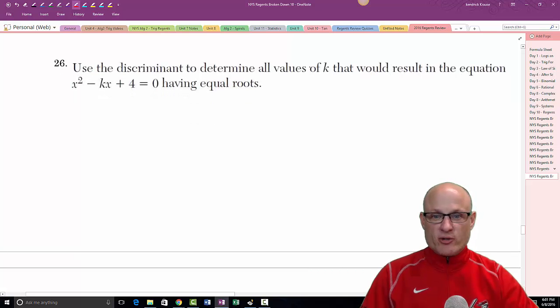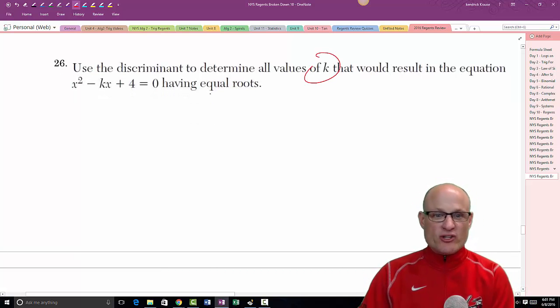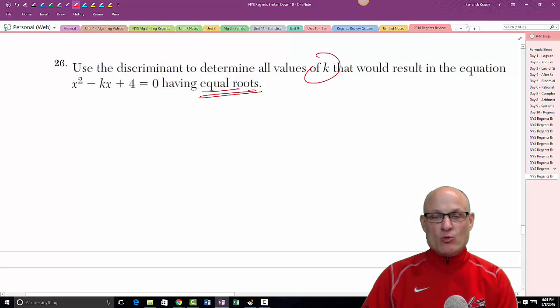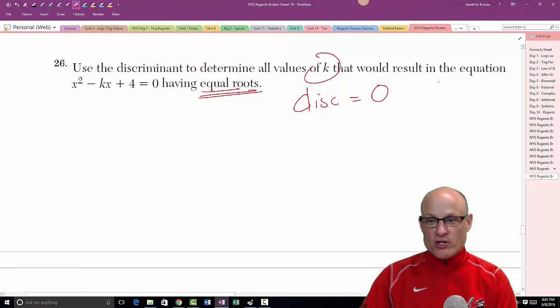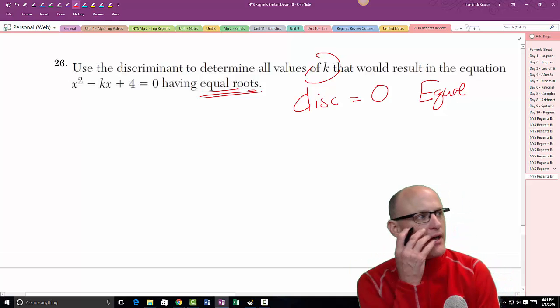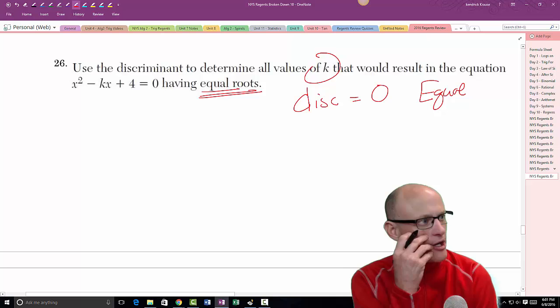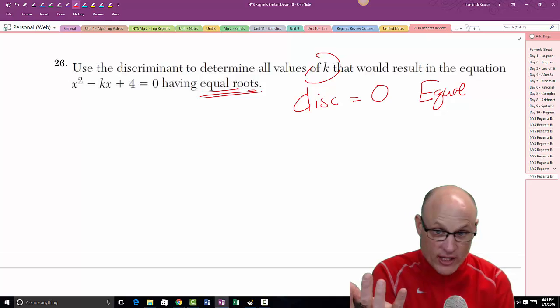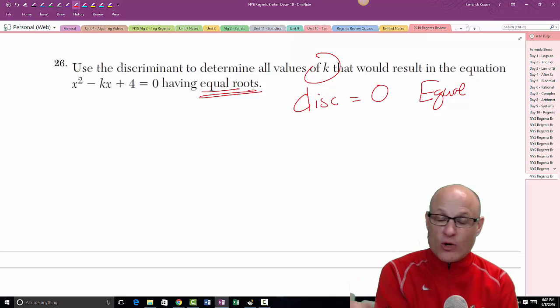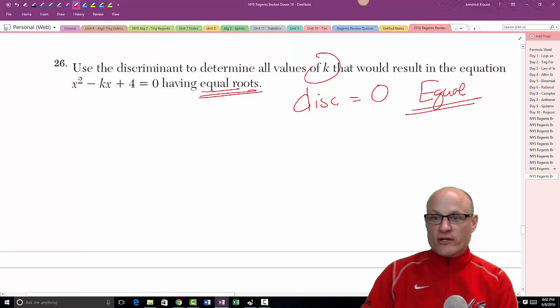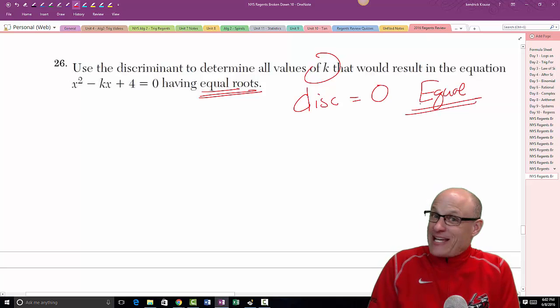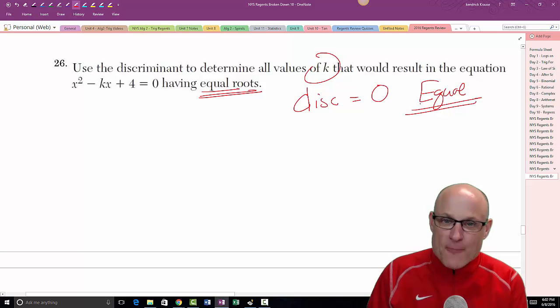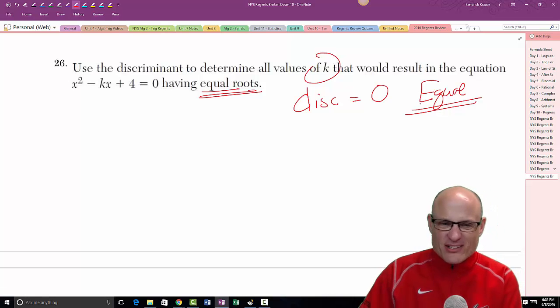Use the discriminant to determine all values of k that will have this equation equal roots. Equal roots. If the discriminant is equal to 0, that's the only time you'll have equal roots. Guess where I know that information from? Alert, alert, alert, flashcard. One of my flashcards says if the discriminant is equal to 0, what do you know? Oh, you know the roots are equal. If you know that fact, this problem's not that bad. If you don't know that fact, guess what? Problem's impossible. Well, basically impossible.